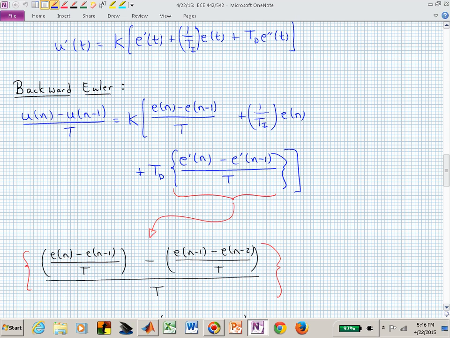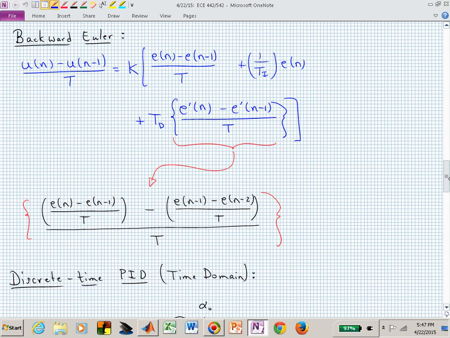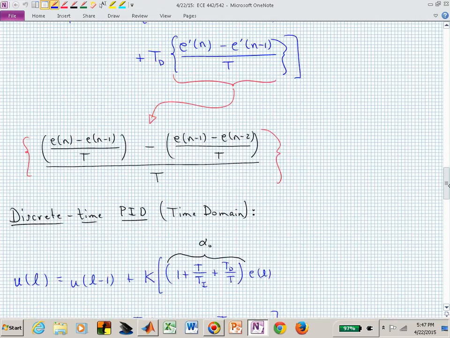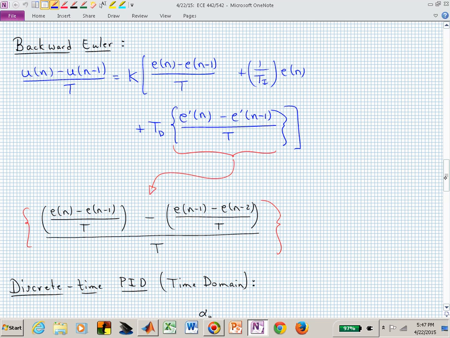What's going to happen down here in the red curly braces? I have a minus e at n minus 1 minus e of n minus 1. I have two of those. And they are going to be scaled by capital T sub d. I need a bigger board. But if you can follow that along, I have K scaling everything inside square brackets.